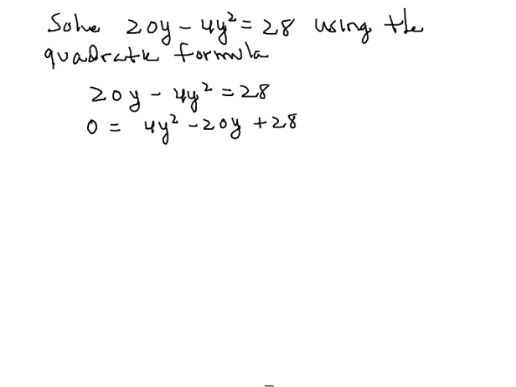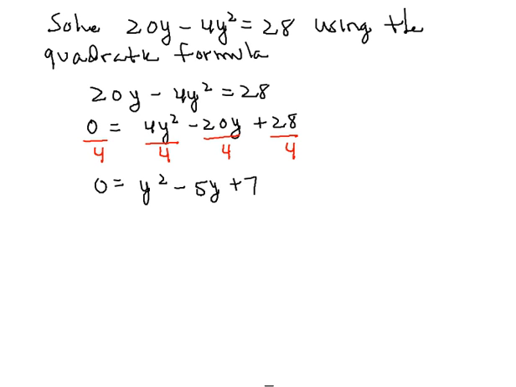Now, if you're a shrewd observer, you'll notice that all of the terms on the right-hand side have a common factor of 4. So what we can do to make our computation a bit easier when we use the formula will be to divide both sides of the equation by 4 to make the coefficients a bit smaller. So we will then have 0 being equal to y squared minus 5y plus 7. So let's next write the general quadratic formula.